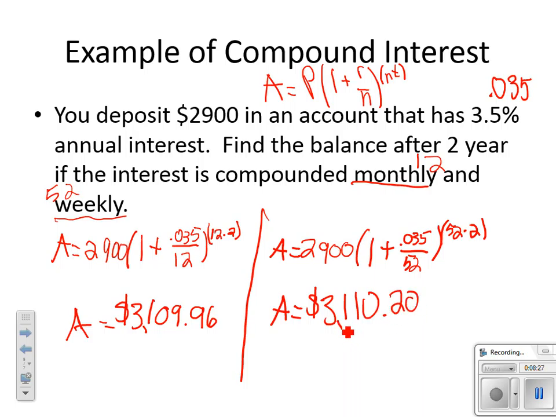$3,110.20. That's interesting. When we compounded monthly, it was $3,109, and then compounding weekly only gained us $1. So that's interesting to see that within 2 years of compounding monthly and weekly at such a low rate of 3.5%, we only gained $1.